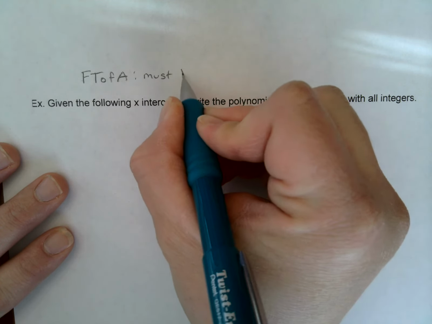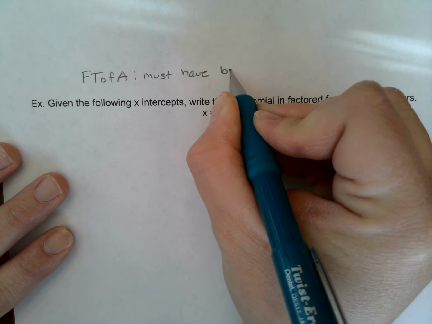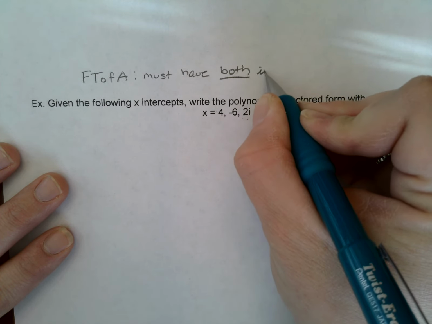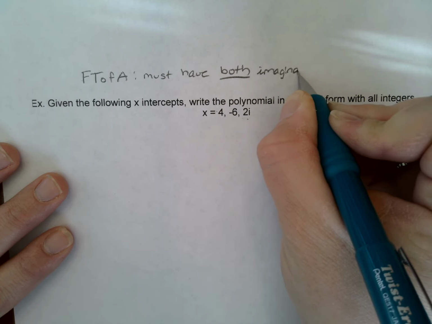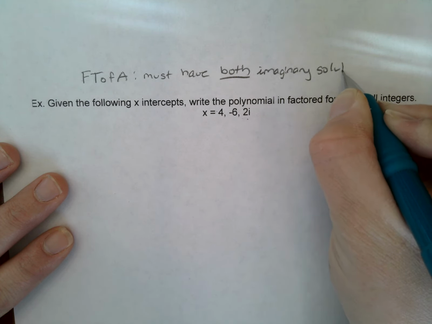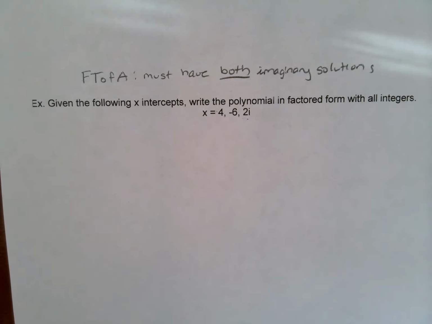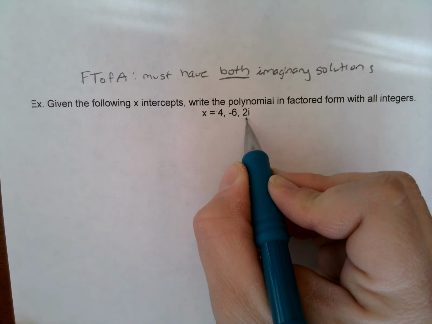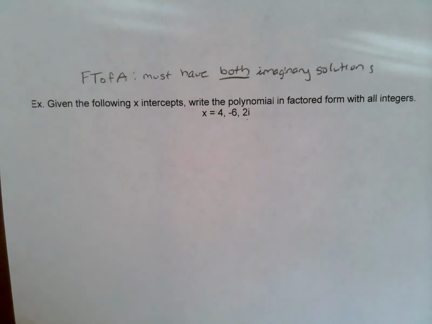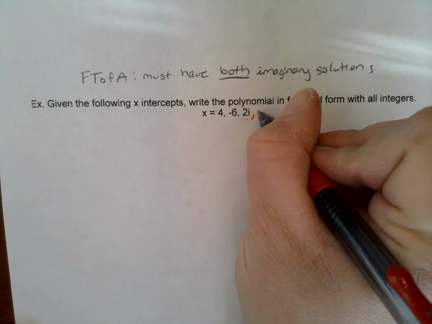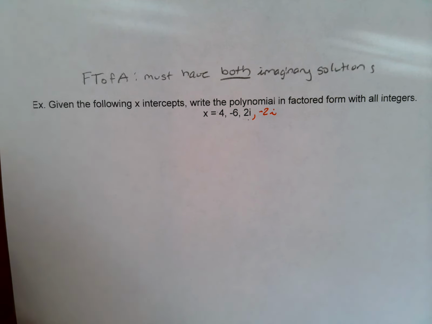must have both imaginary solutions. So this is the other thing that it will tell you. So if you have positive 2i, you automatically know you have negative 2i. See how it's not typed there for you? You'll automatically know it's both.